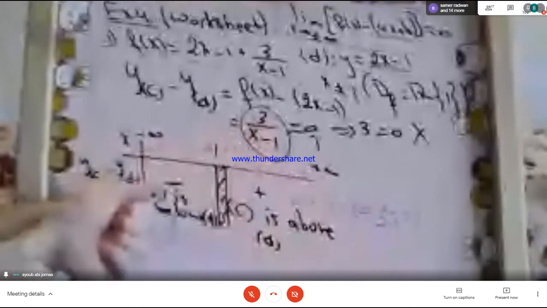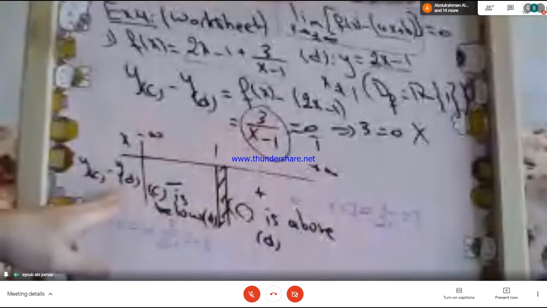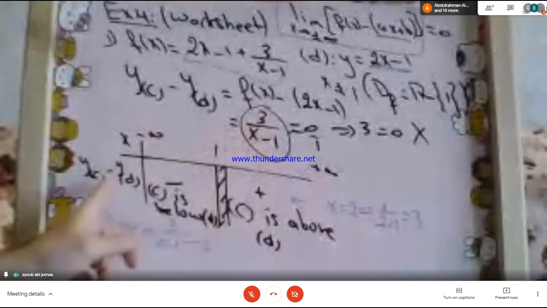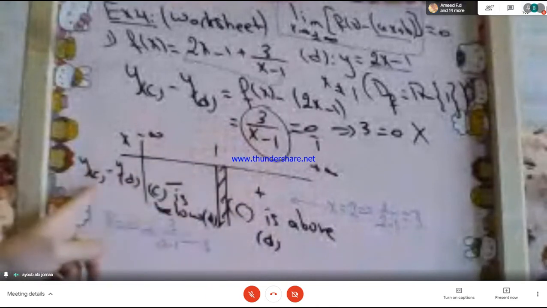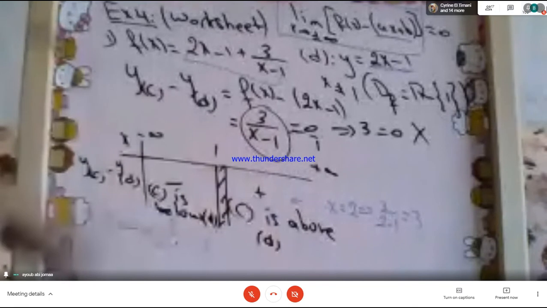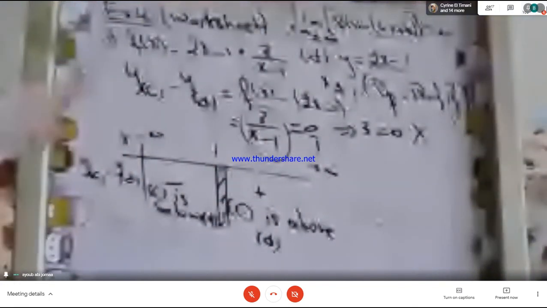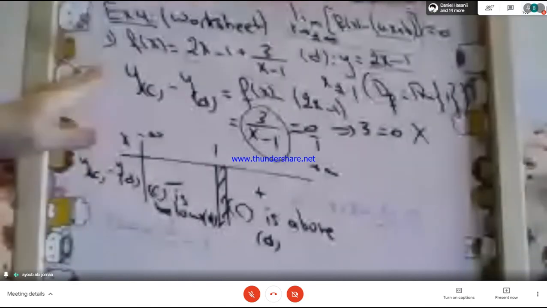Now in case yc minus yd is negative, then the curve is below the line. If yc minus yd is positive, then the curve is above the line. Why does it come out like this? I'll explain it. Okay. Can I erase here?